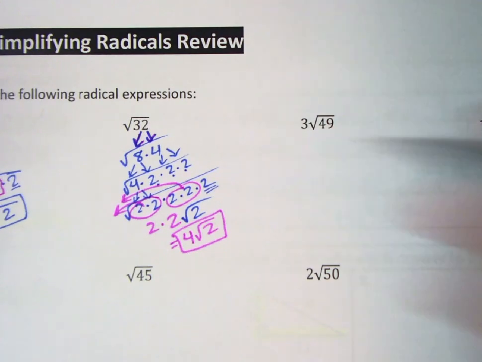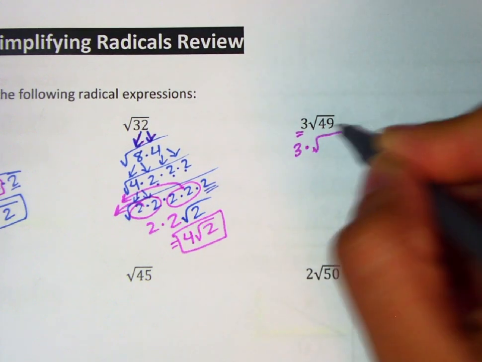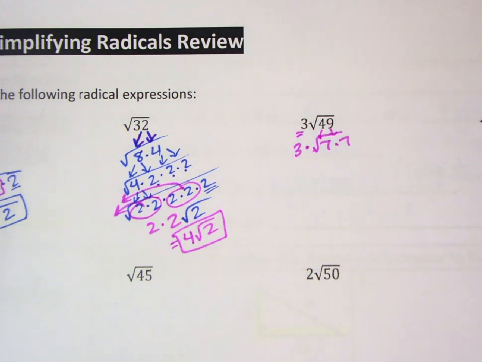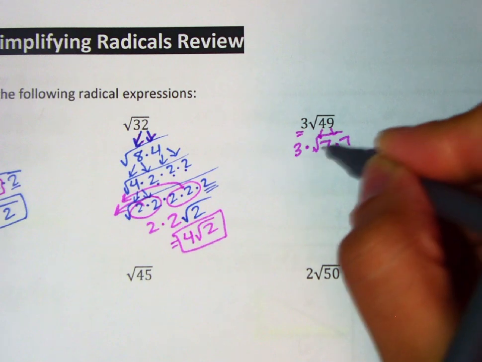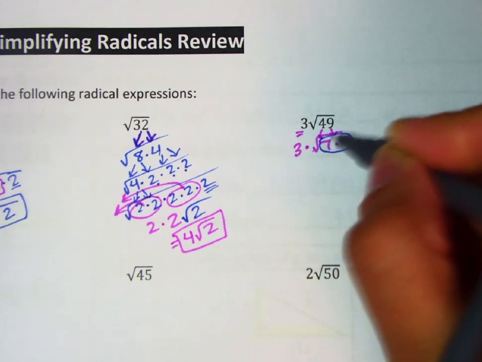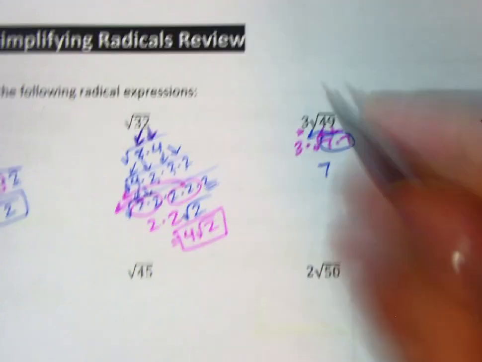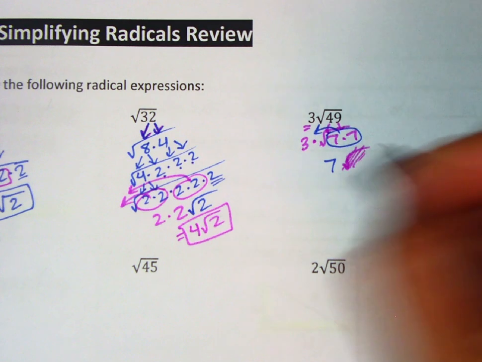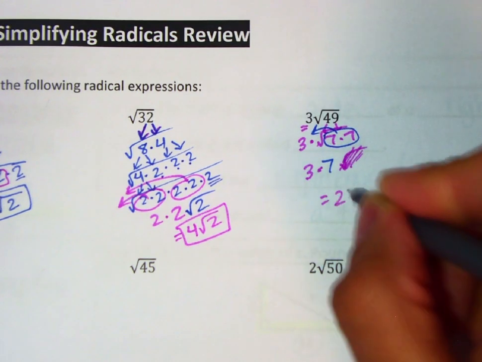Okay, for the next one, we have a coefficient in the front. That just means you have 3 times the square root of 49. 49 breaks down into 7 times 7. And 7 cannot be broken down anymore, so these are your primes. And 7 and 7 are a pair that we could take out. So we have a 7 on the outside. There's nothing else left on the inside, so the square root disappears, and then 3 times in the front, which means the answer here is 21.